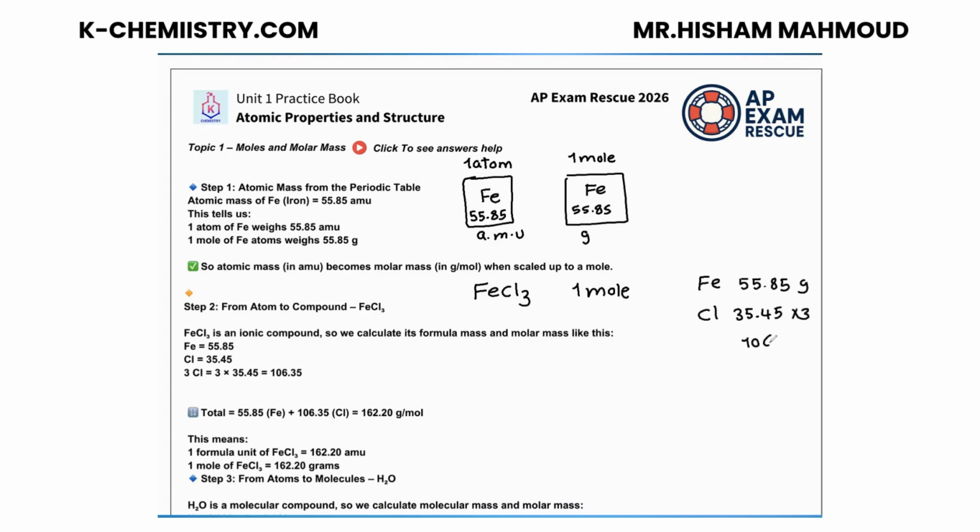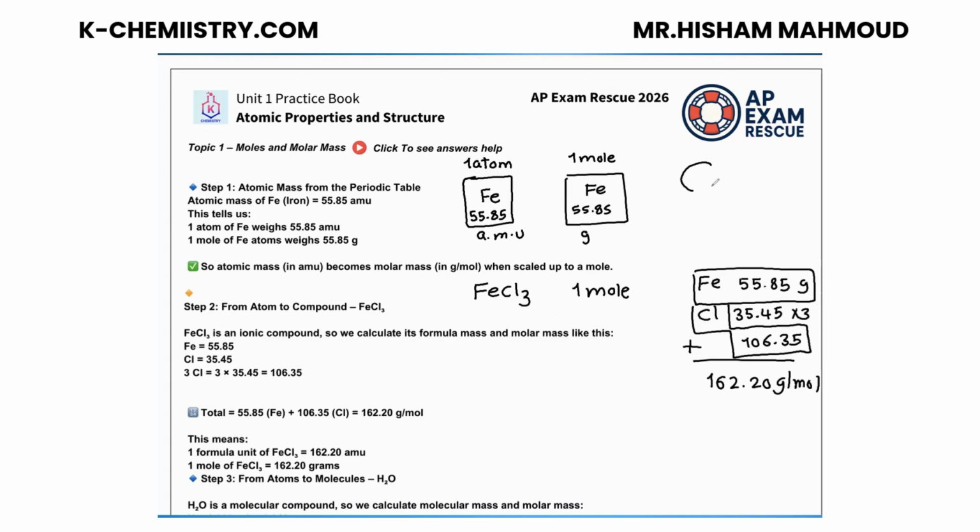So it is 106.35. So for iron, it is 55.85. For chlorine, it is 3 atoms, 106.35. All I need to do is add these two together to get 162.20 grams per every mole of iron chloride.